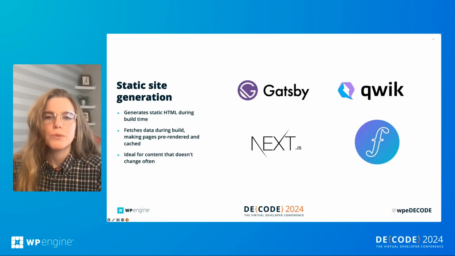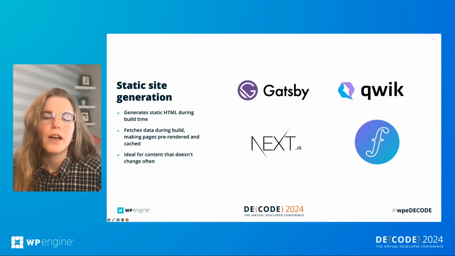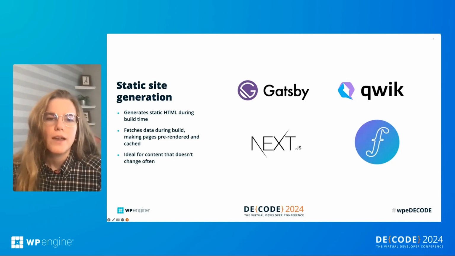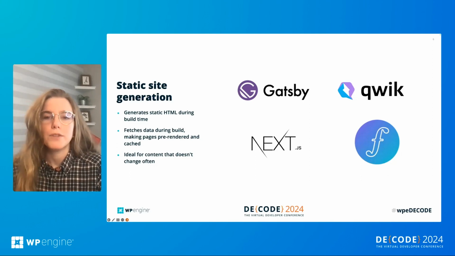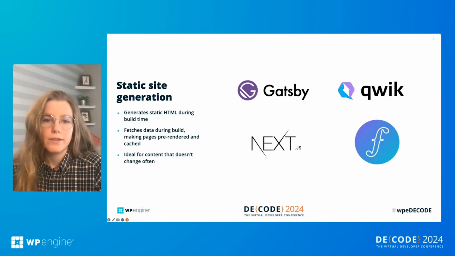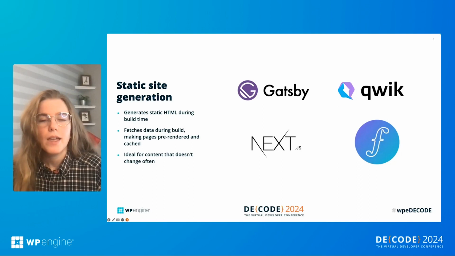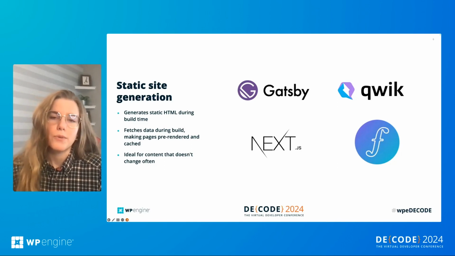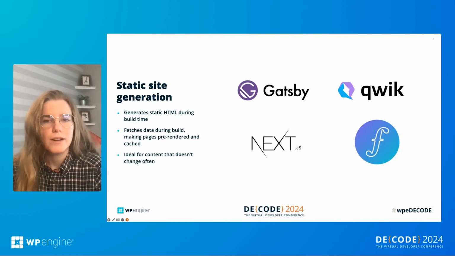Let's move on to touch briefly on Gatsby and Qwik too, because I'm sure they're going to come up as you're doing your research. Gatsby is a static site generator built on top of Node.js using React and GraphQL, and it's known for its extensive plugin ecosystem. And Qwik is designed with React and other JSX-based frameworks in mind, with routing that's inspired by Next.js.